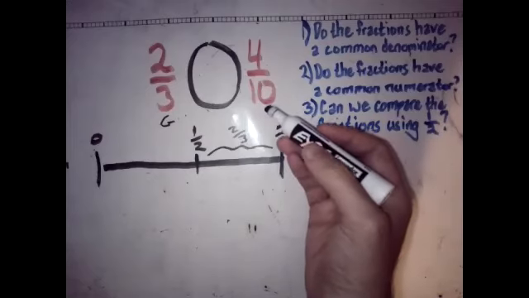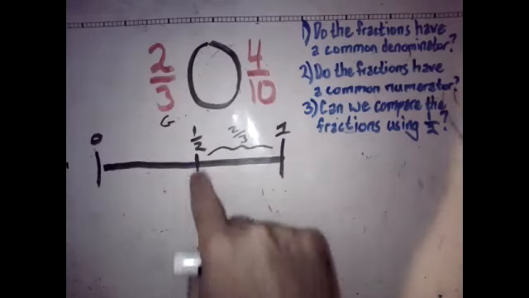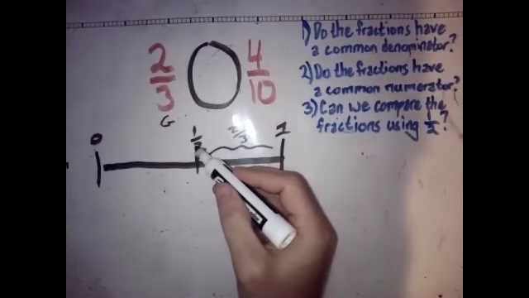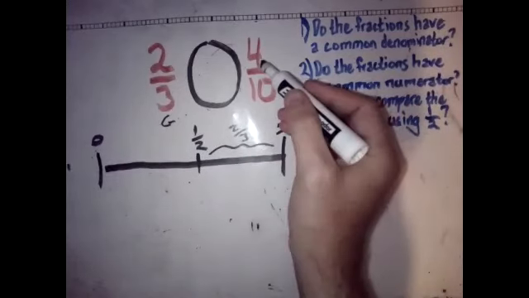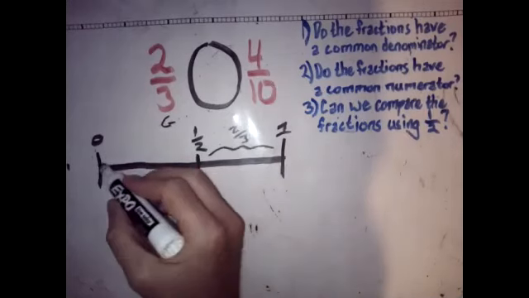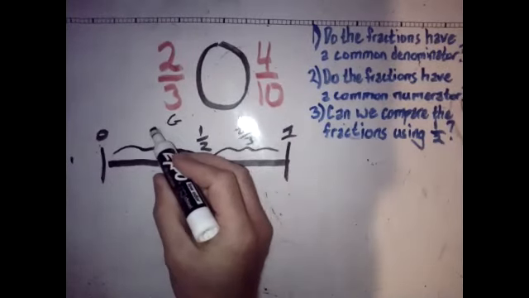Now I'm going to look at 4/10. And I'm going to think, what would be half of 10? What would be the halfway mark? Well, that would be 5/10. So I'm going to look and say, do I have 5/10? No, I have 4/10. That's less than 1/2. That's going to be somewhere in this area.